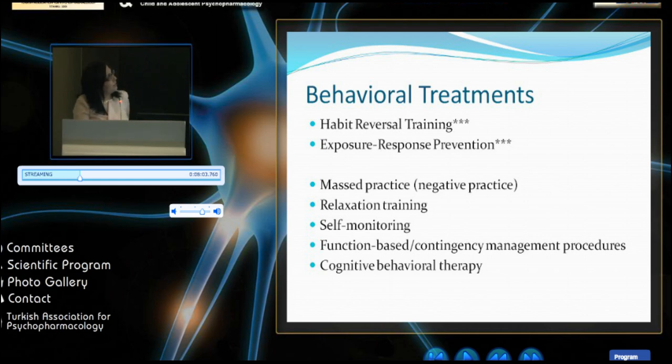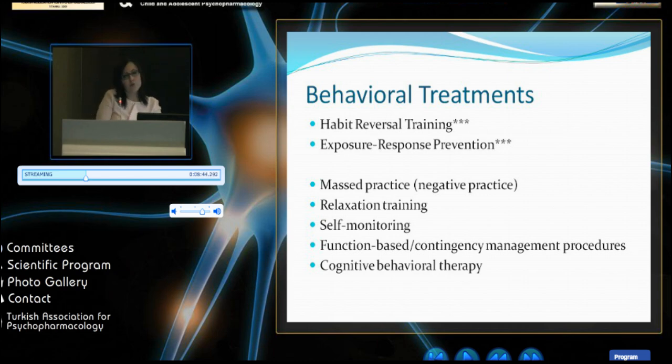This is the behavioral treatment. The ones with the stars have been proven to be effective. So the ones which are listed at the very bottom can be added to habit reversal, like mass practice, relaxation training, self-monitoring, function-based procedures. These are the environmental factors which influence the tics of the children and the interventions with the environment of the child, and cognitive behavioral therapy.